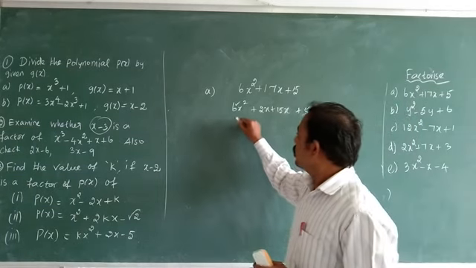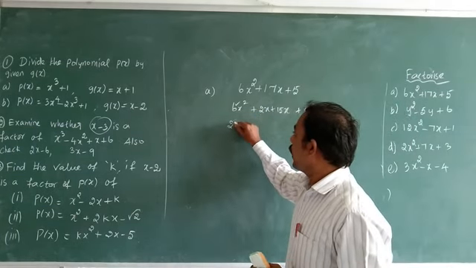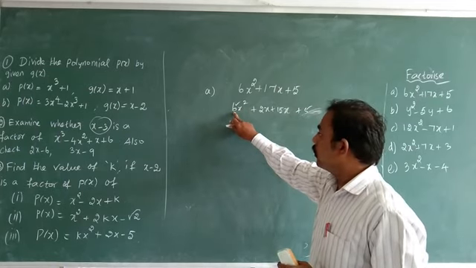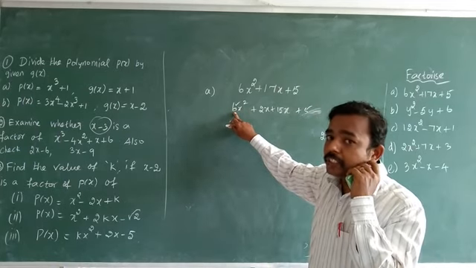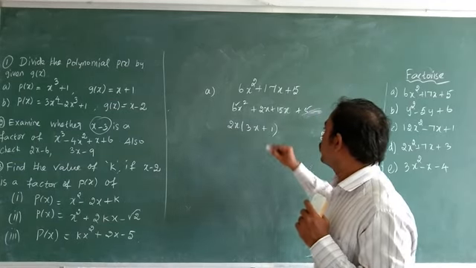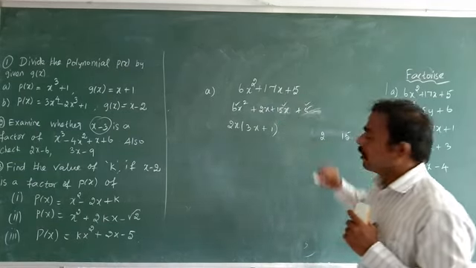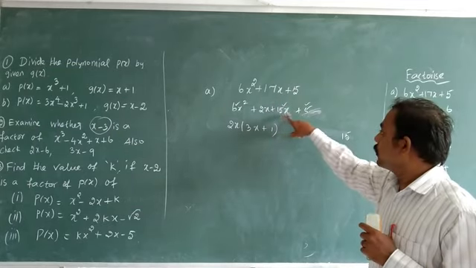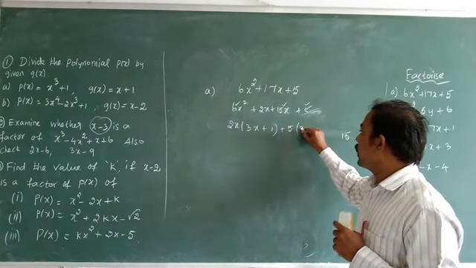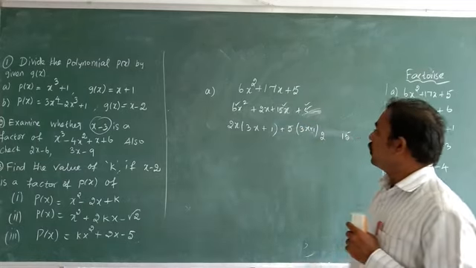Here the common factor of 6 and 2 is 2x. So the remaining is 3; that is, we can write the factors of 6 as 2 into 3. So 3x plus 1. Here 15 and 5, so it's a multiple of 5. So plus 5 into 5 means here 3x plus 1.